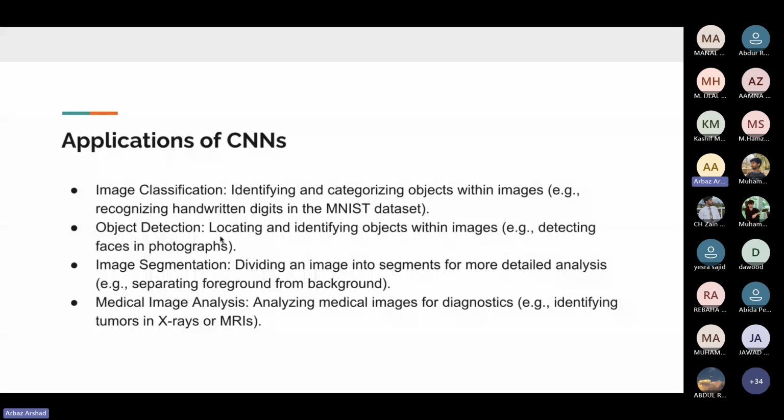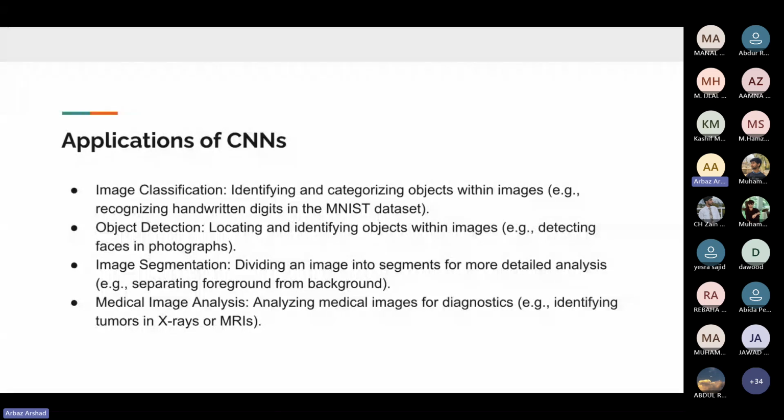Is it a fruit, or is it what? Is it a car, or is it something else? We can identify an object from it, and in the image segmentation part, we can divide our image into smaller segments for more detailed analysis, like what is going on here.